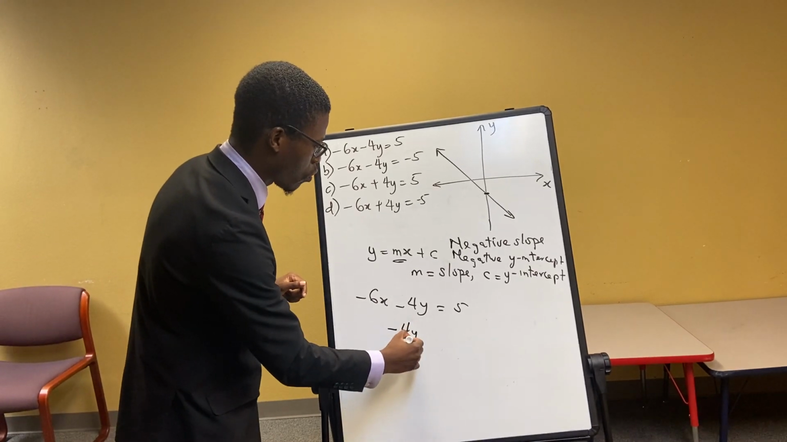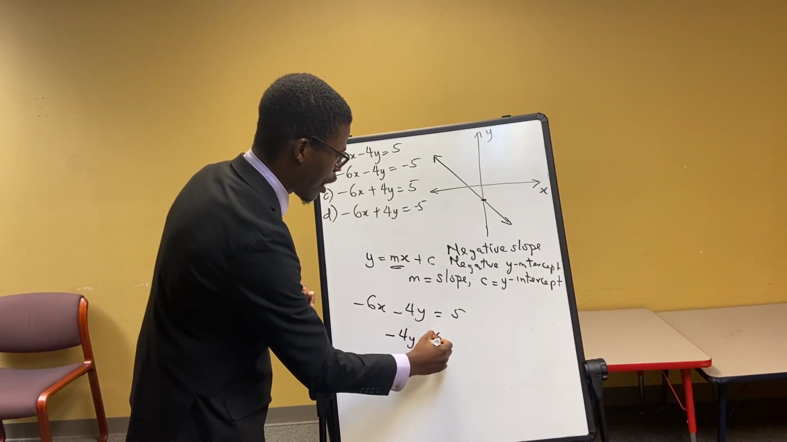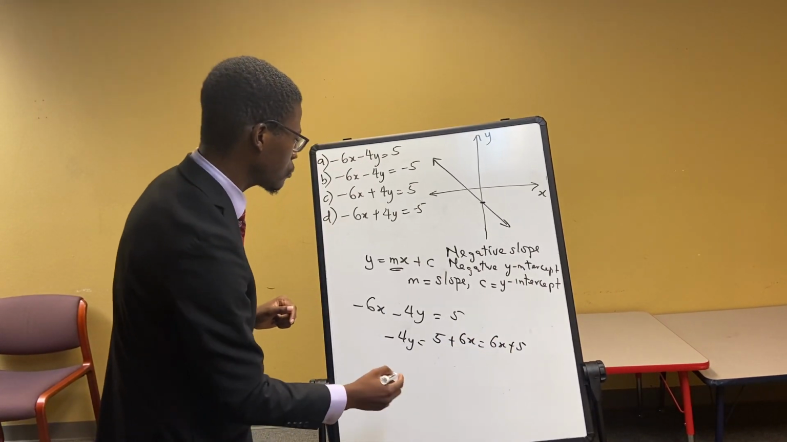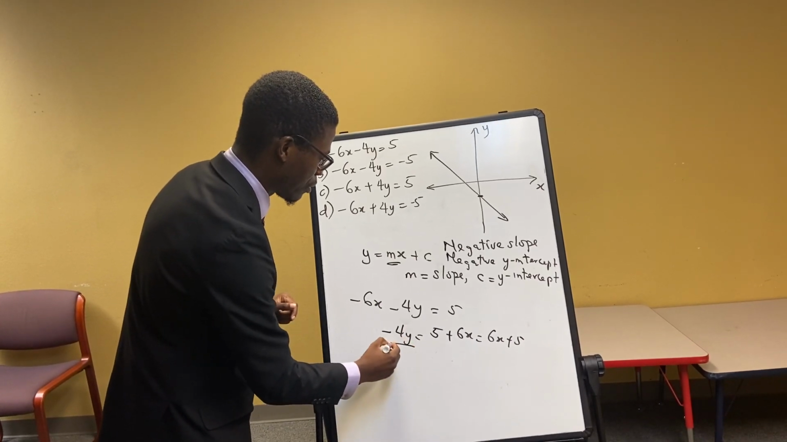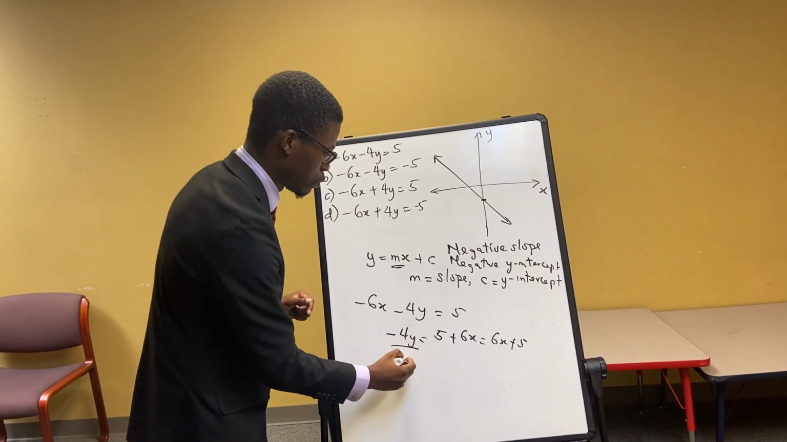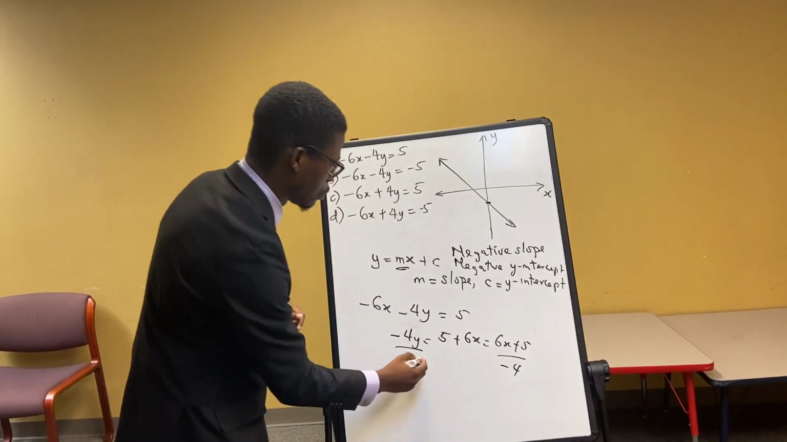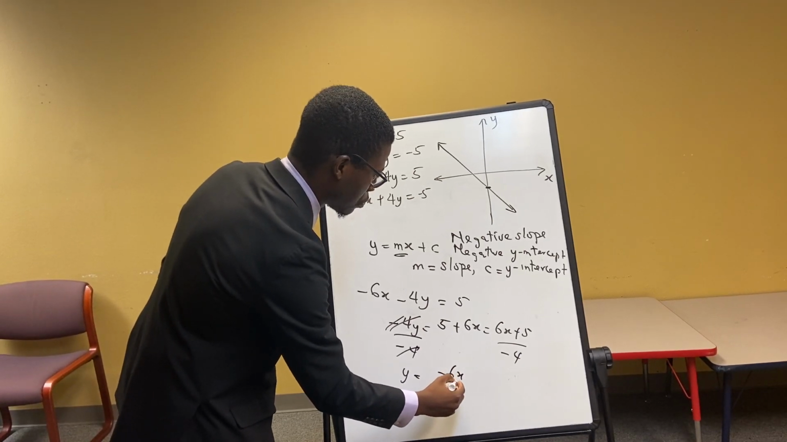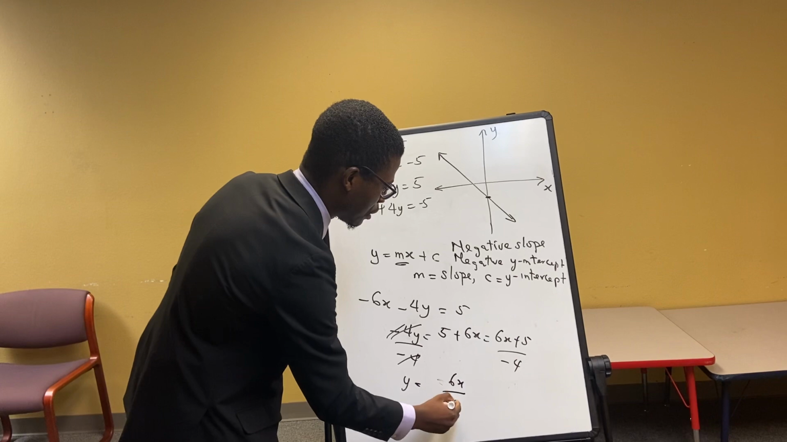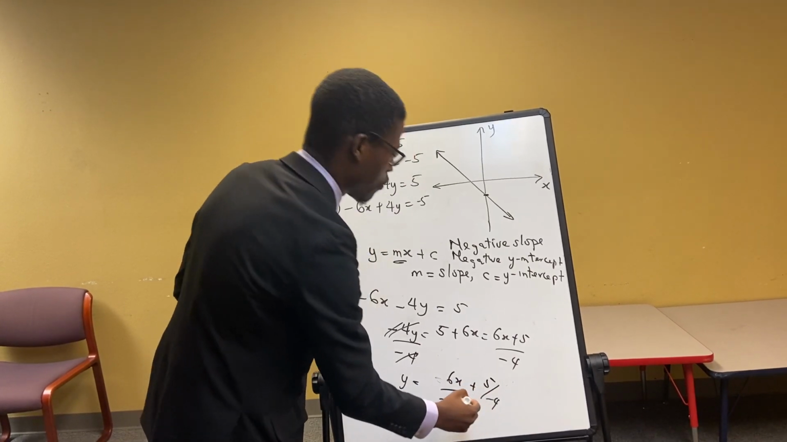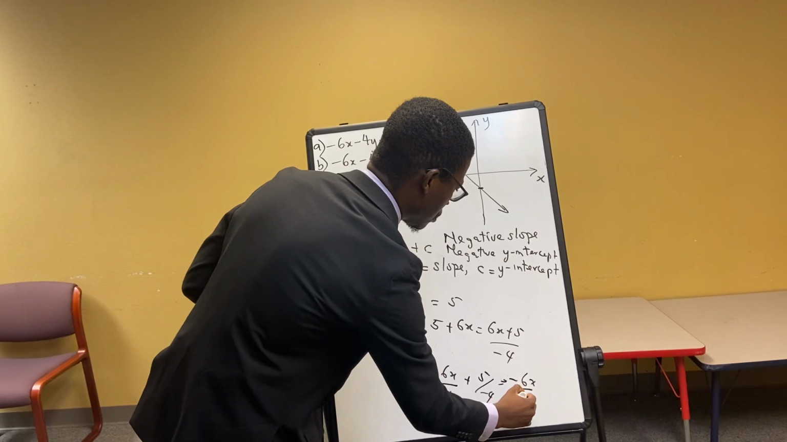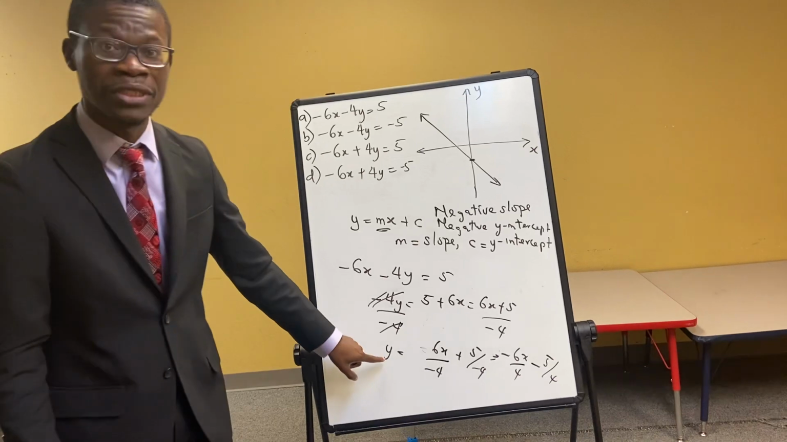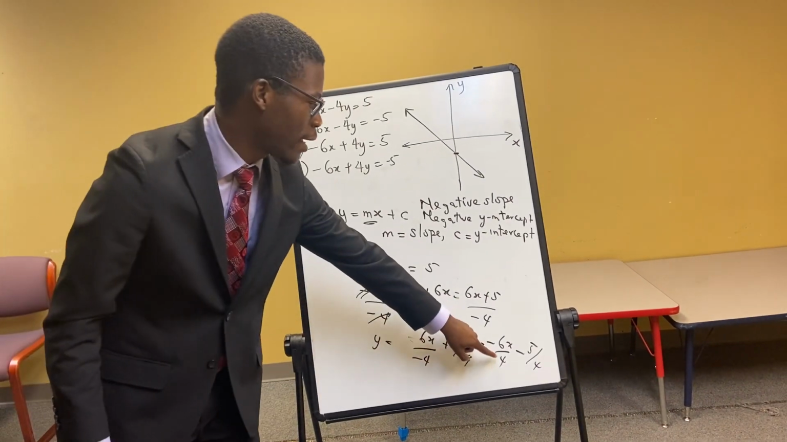So this is negative 4y equals 5 plus 6x, which is 6x plus 5. We can divide all through by negative 4. This gives me y equals 6x divided by negative 4 plus 5 divided by negative 4. So this is y equals negative 6x over 4 minus 5 over 4. Now this is written in the form of y equals mx plus c.